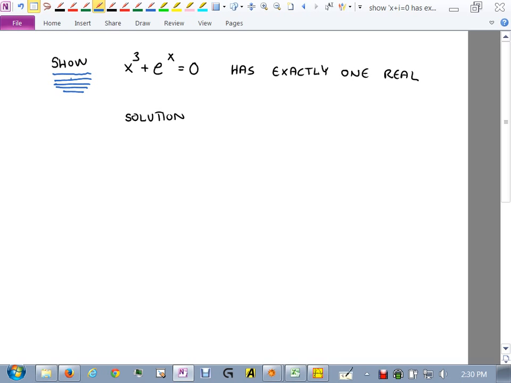Show that this has exactly one real solution. What this is not asking you to do is to find the solution. There's a difference, right? Showing that a solution exists versus finding out what the actual solution is are two different things. So I need to somehow convince you that this has an answer.